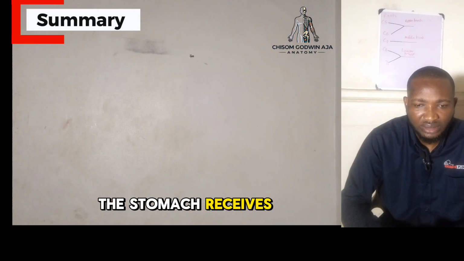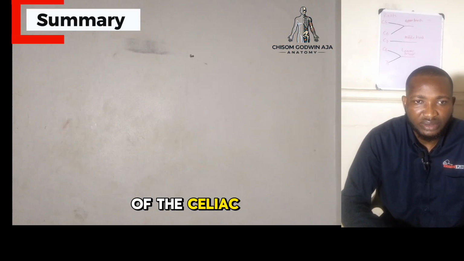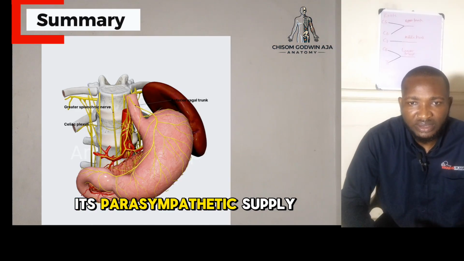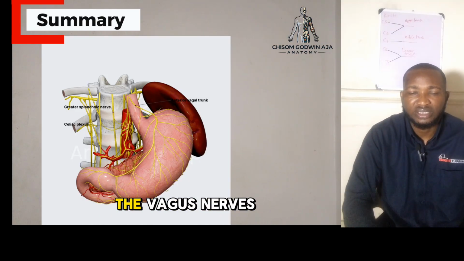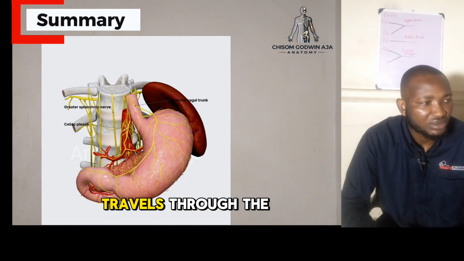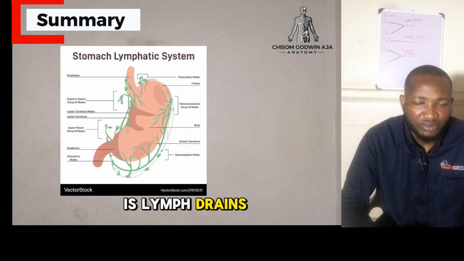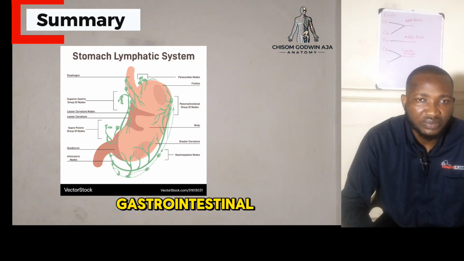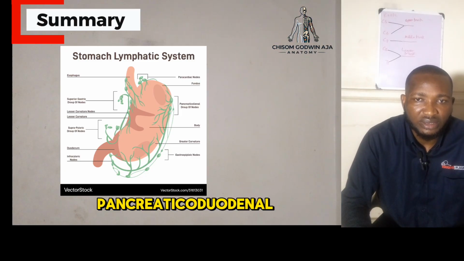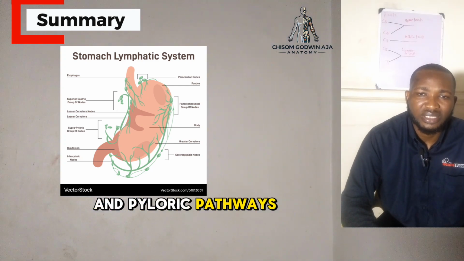The stomach receives arterial blood mainly from branches of the celiac trunk. Its parasympathetic supply mainly comes from the vagus nerves, while sympathetic fibers travel through the celiac plexus. Its lymph drains through the gastric, gastro-omental, pancreatico-splenic, and pyloric pathways towards the celiac lymph nodes.